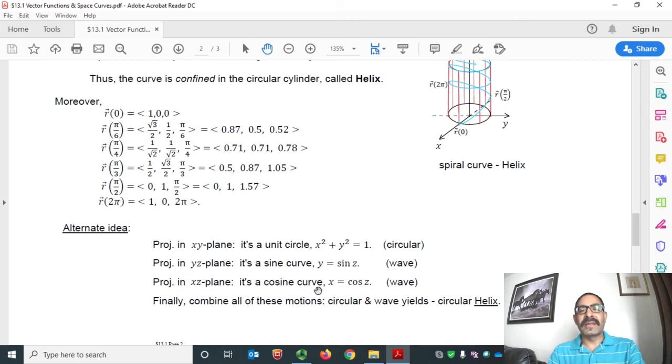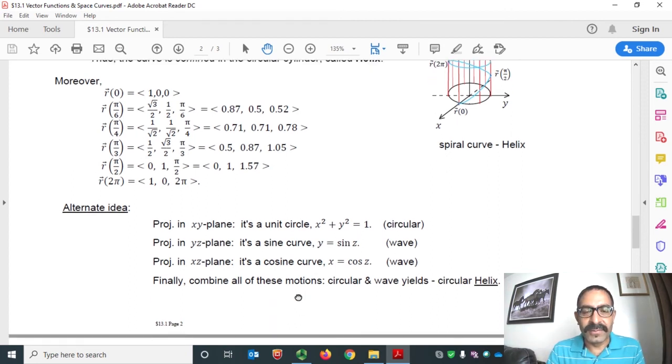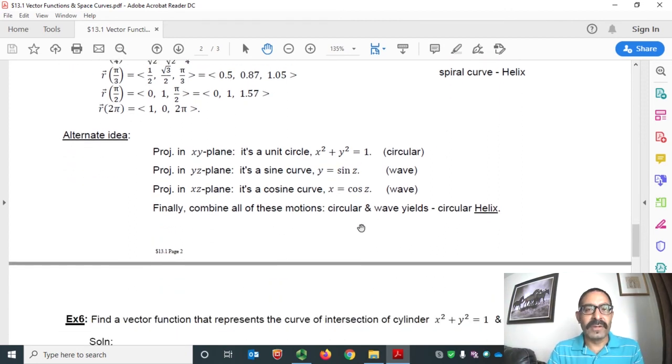So think for a second. In the xy plane, it's a circular motion. And in the yz plane it is a wave motion, and in the xz plane it's also wave motion. Let's combine all of these motions. After combining all of these motions, we get the circular and wave. This is a circular helix. I hope this makes sense to you all.